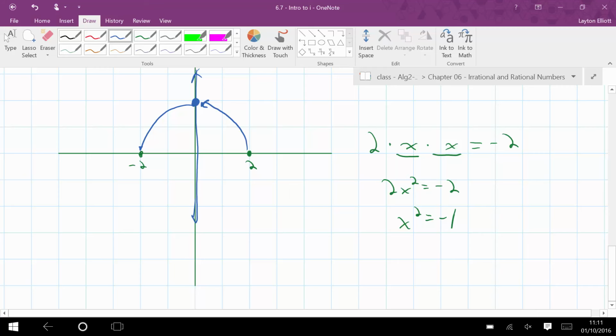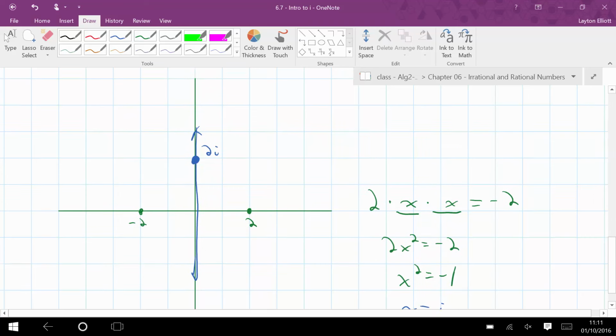We're going to call that I, the imaginary unit. So basically what I would say is x is equal to I. And when I get x squared plus x equals I, what that means is that this little place right here is 2I.